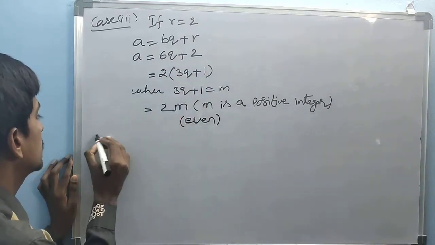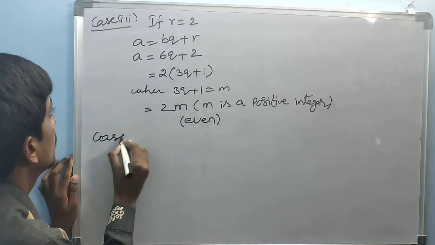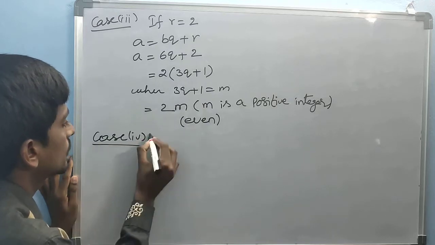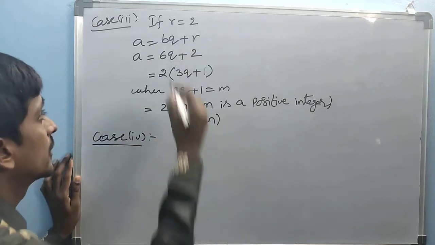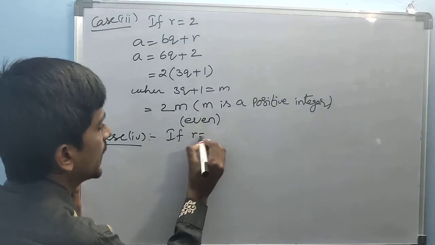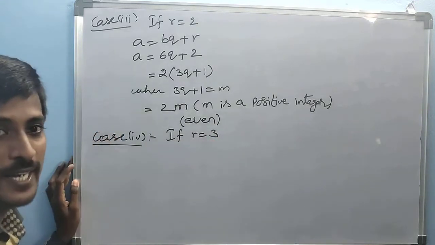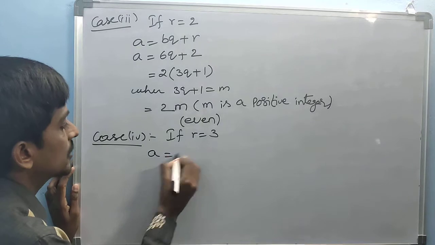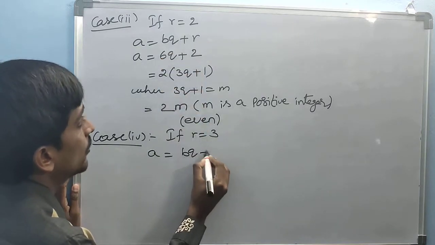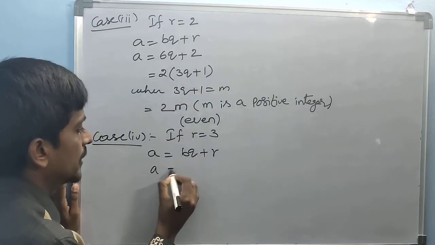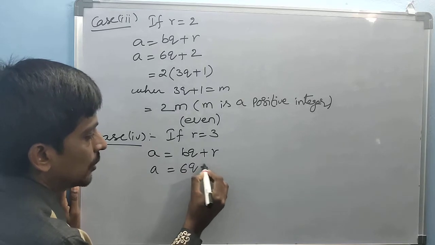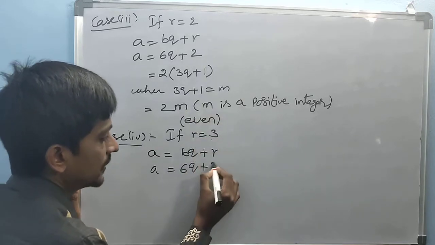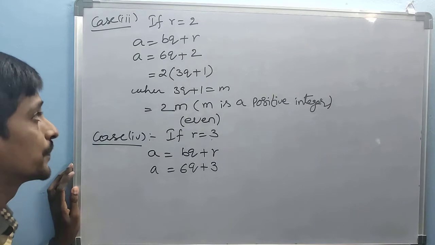The next case, case 4. If R equals 3, take R equals 3. A equals BQ plus R, so A equals 6q plus R, where R equals 3.